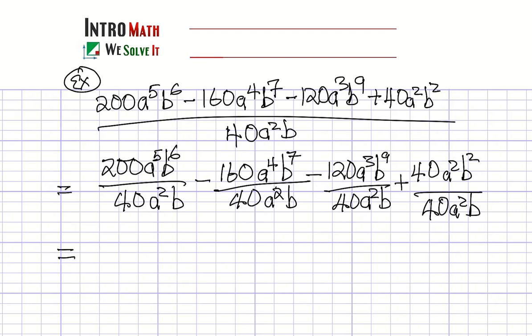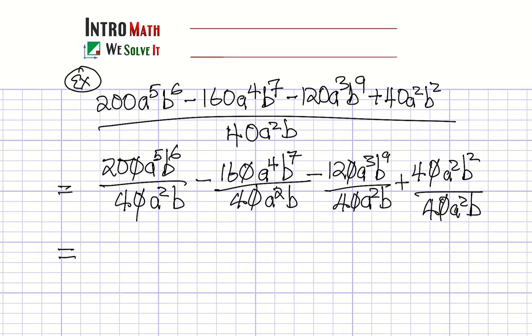We just have to simplify. Let me see. Look at that. Okay, so we'll deal with whatever is left. 20 divided by 4 is 5.